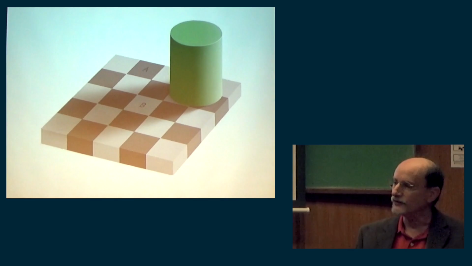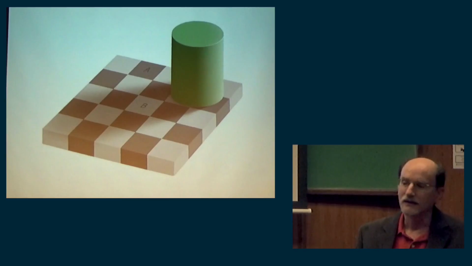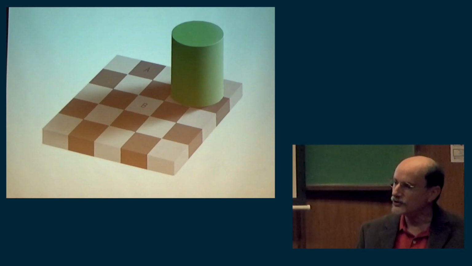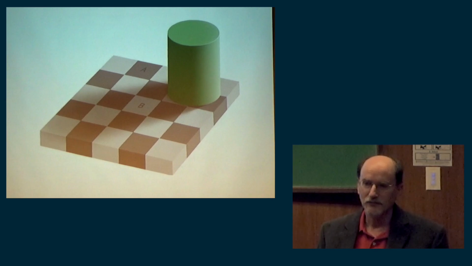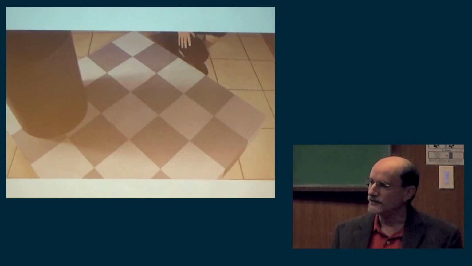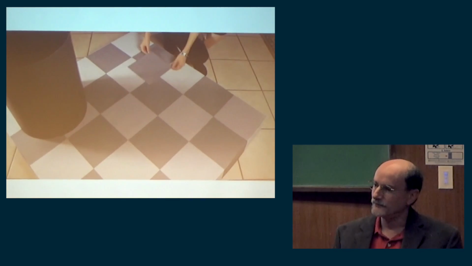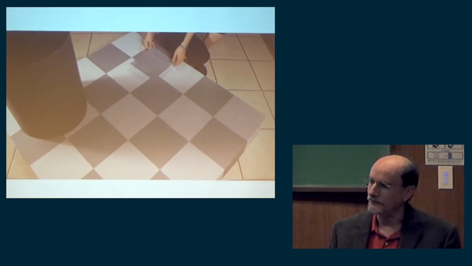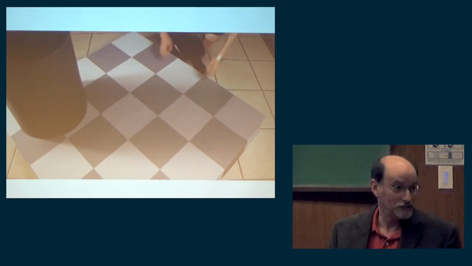So here's one of the many ways of demonstrating that what you perceive is not reality. This is a famous optical illusion where tiles A and B are the same shade, but they don't look that way. Here's the same thing animated to show that it, in fact, is the same color. It just doesn't look that way. And this is due to a perceptual trick in your brain.